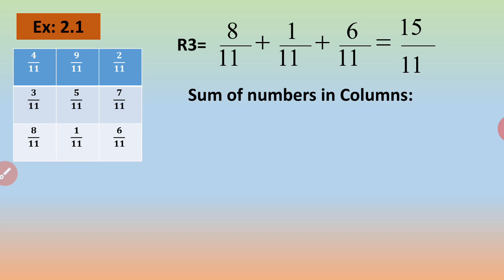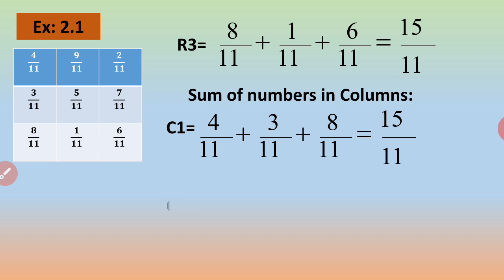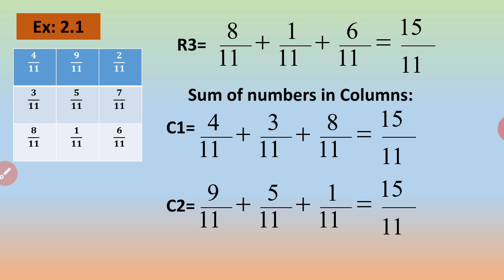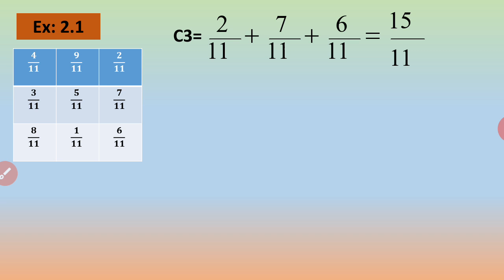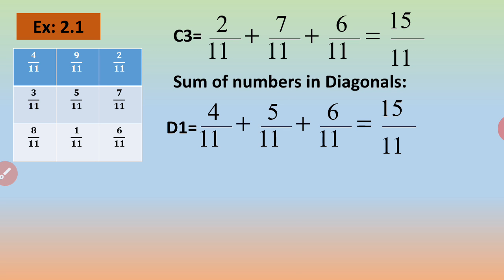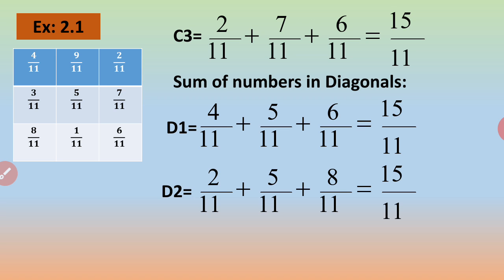Now let's start with the columns. First column, second column, both of them are giving you 15 upon 11 as the sum. Let's check out the third column. That is again giving you 15 by 11. Now it's the turn for the diagonals. So add the first diagonal and then the second diagonal. Now if you have checked, everywhere we got the answer as 15 upon 11.